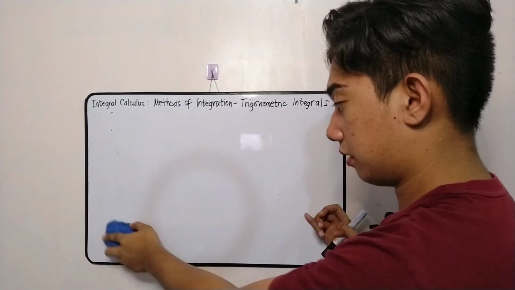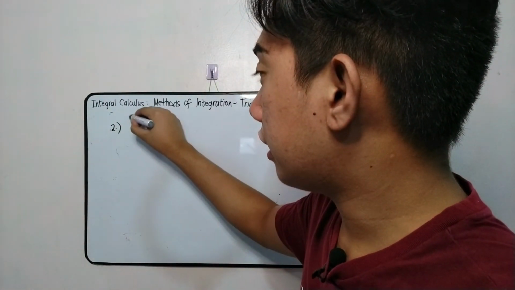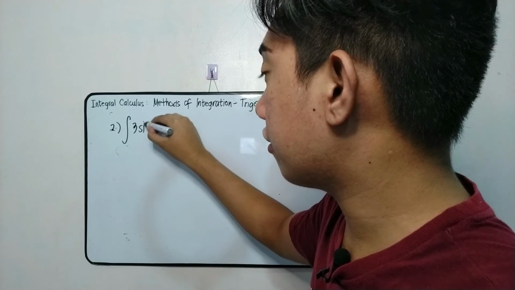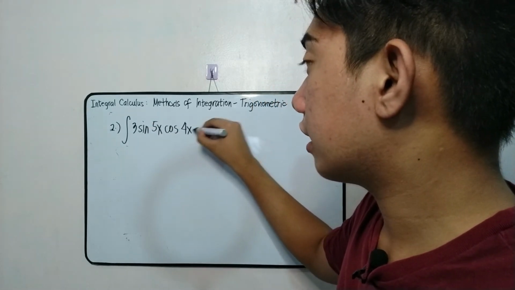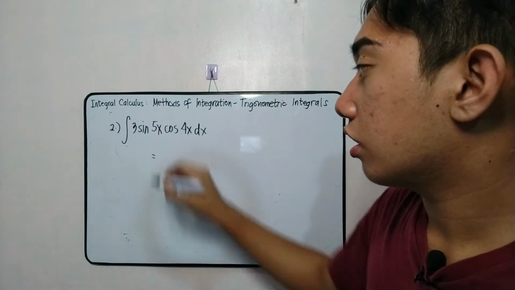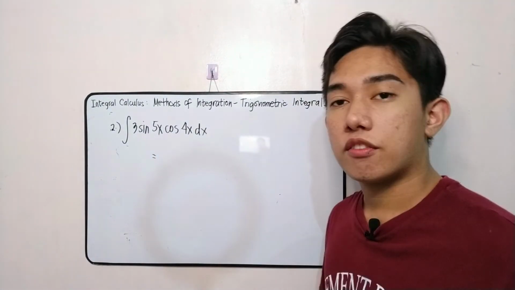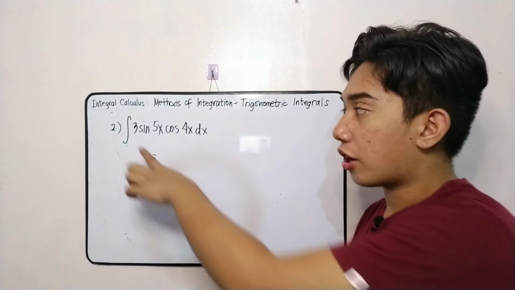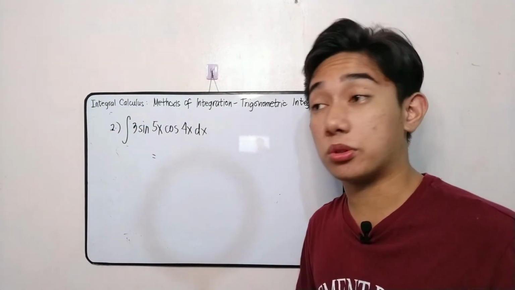So, for the second example, let's say we have this one. The integration of 3 sine 5x cosine 4x dx. So, you notice, sine and cosine na po yung given. And, for this case, meron na pong constant dito. So, it will not matter. We will just follow the rules, the basic rules.